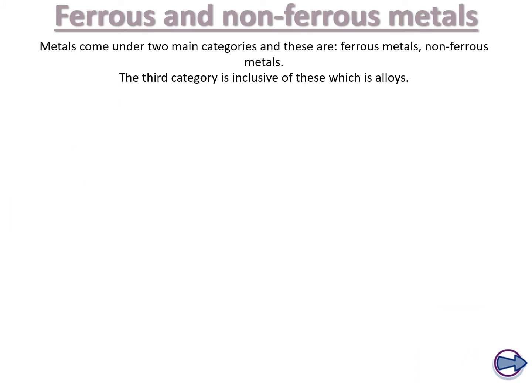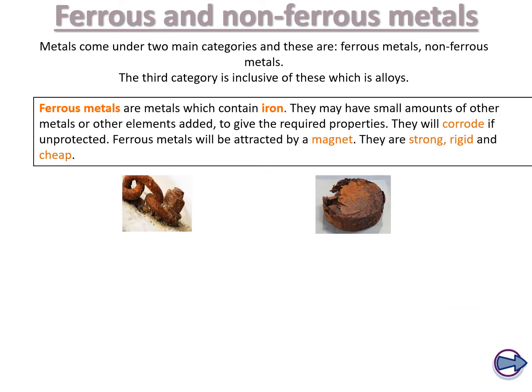The differences between ferrous and non-ferrous metals. Ferrous metals are metals that contain iron. They have small amounts of other elements added, but it's mainly that they contain iron, and because of this, they do rust easily.